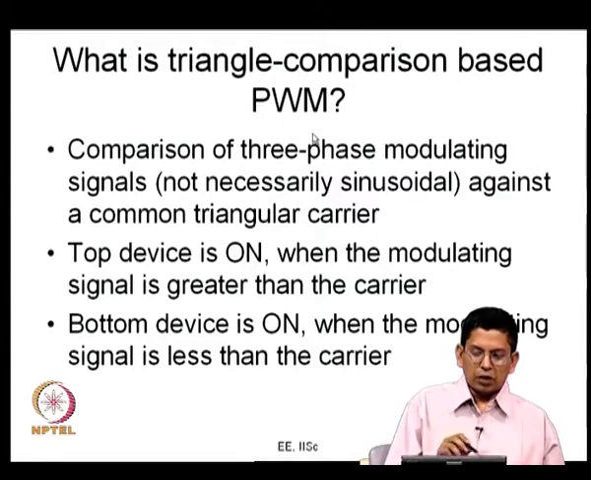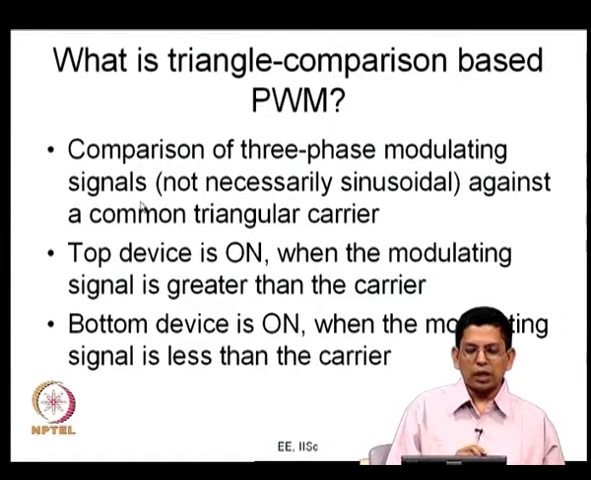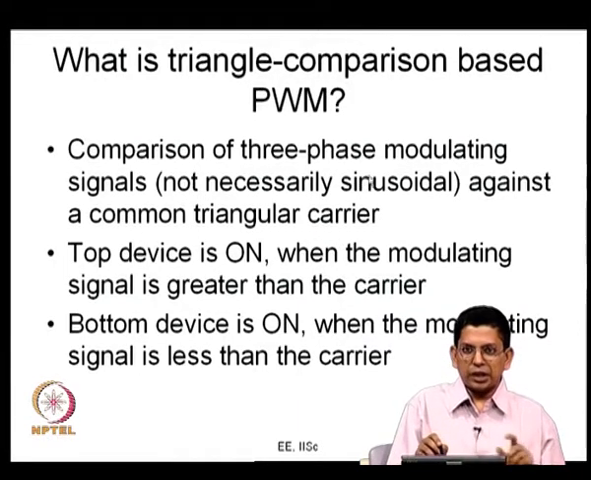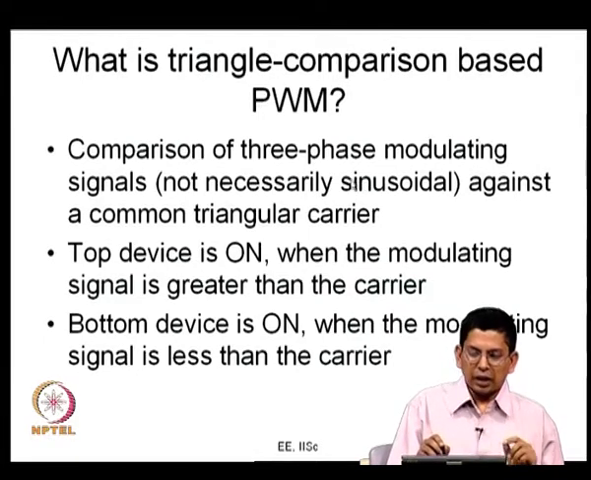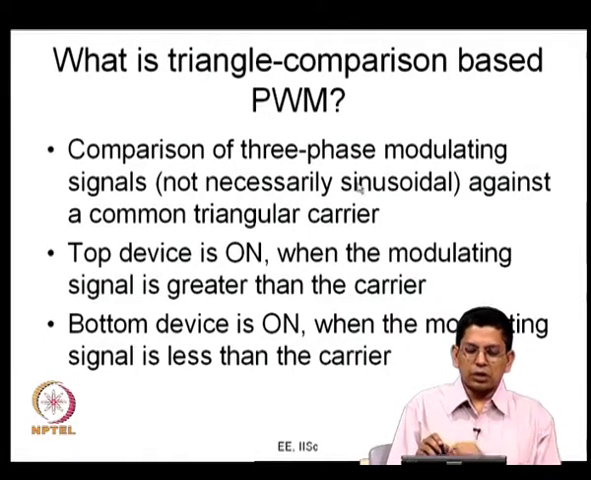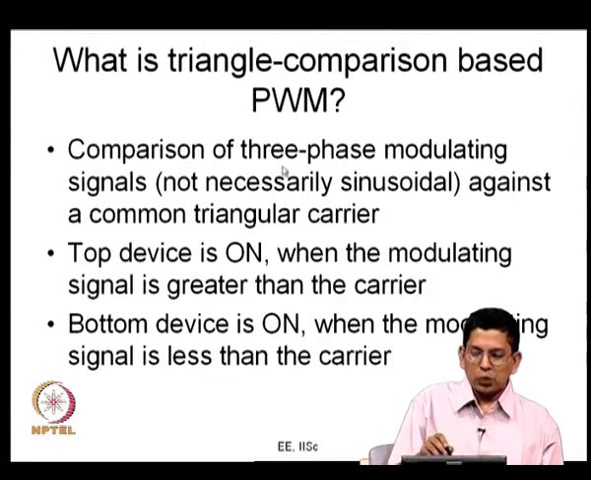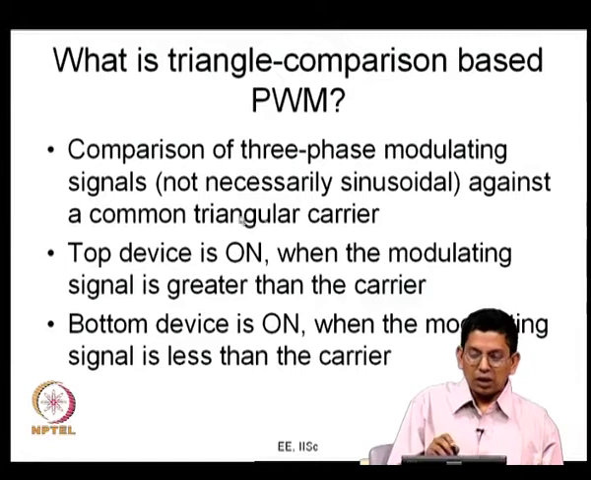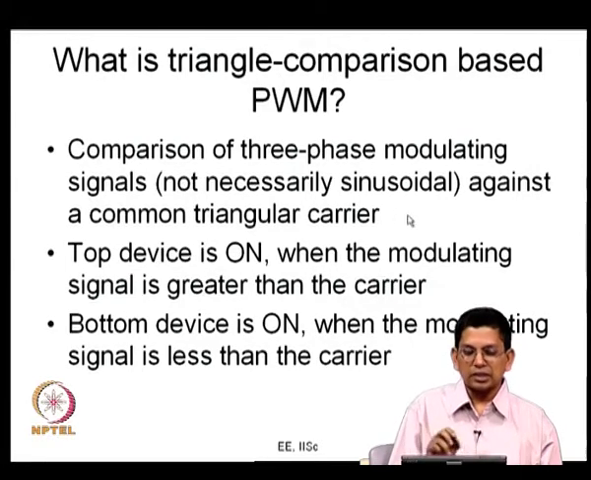This method involves comparison of 3 phase modulating signals. You have 3 phase modulating signals, there is a particular modulating signal for a particular phase that may be shifted by 120 degrees to get the modulating signal for the next phase, and yet another 120 degrees to get the signal for the third phase. These 3 phase modulating signals could be sine, that is what is most commonly used, but not necessarily so. It could be something else other than sine also.